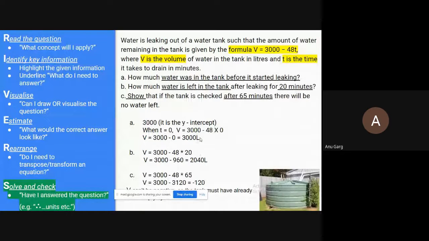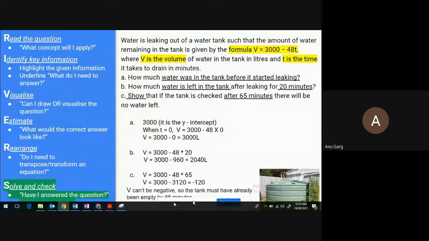For part A, it's talking about water, so it must be in liters, so you write liters next to it. For B as well, liters next to it. And then for C, it says you need to show that, so you need to explain your answer. The volume cannot be negative, so the tank must have already been empty by 65 minutes, because we are getting a negative answer here. So you need to explain the answer in some questions because it says show. Whereas in A and B they are just asking how much, so it's just 3000 liters and 2040 liters.